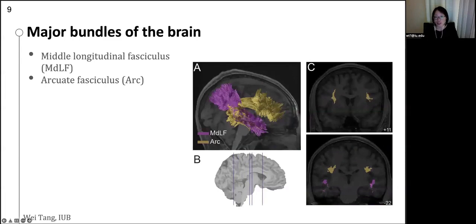Now let's turn our attention to the temporal cortex. In this figure, we have two bundles that connect with the temporal lobe. The purple one is the middle longitudinal fasciculus, MDLF. It runs dorsal ventrally. The dorsal end is in the parietal cortex, and the ventral end is in the temporal lobe. Its precise termination in the parietal cortex has been under debate.